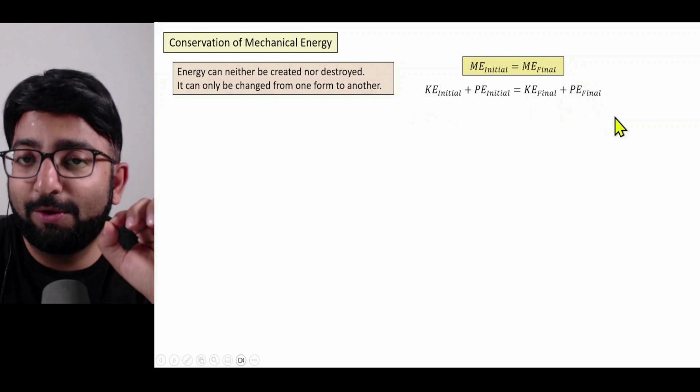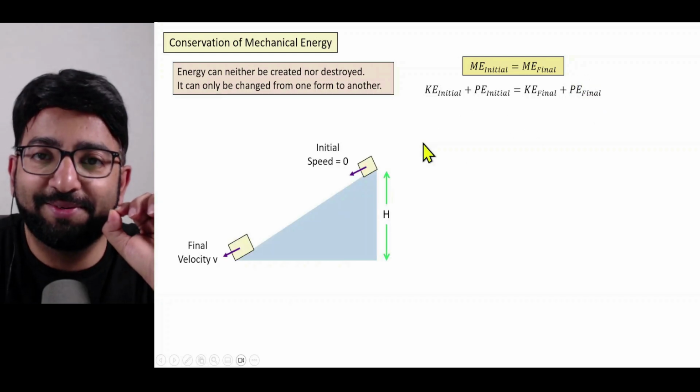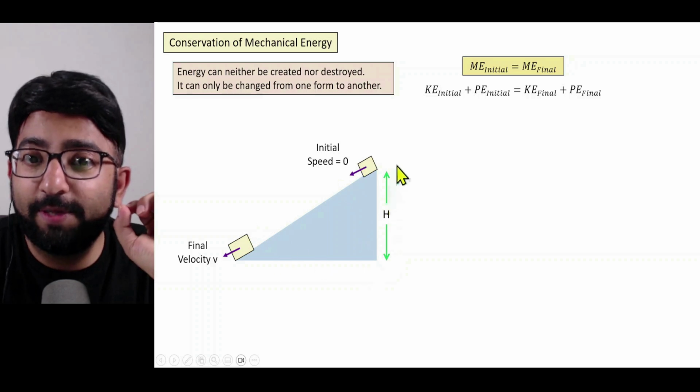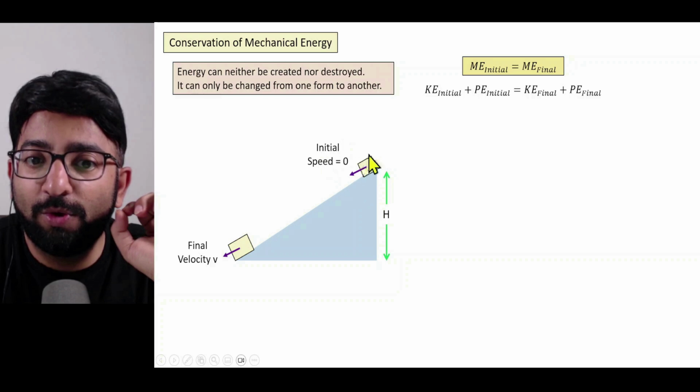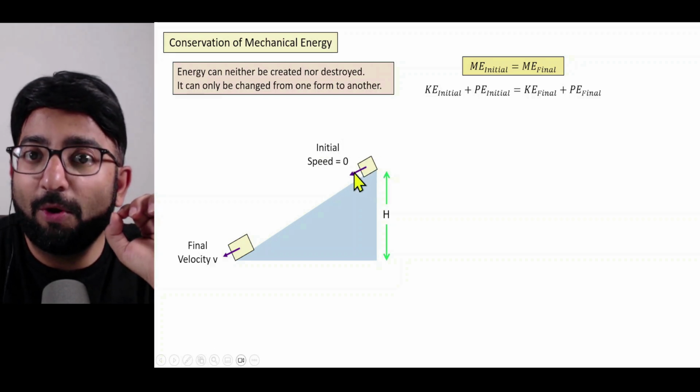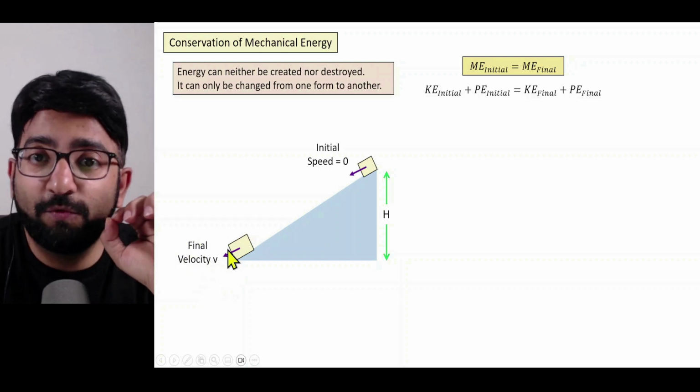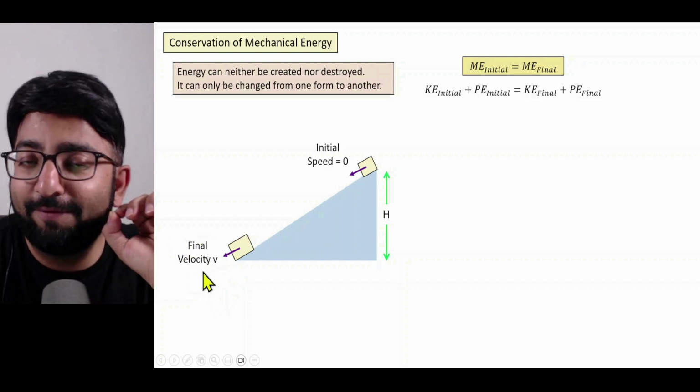So let us use this logic to solve a small question. So let's say we have a block kept on an inclined plane. The height of the inclined plane is h. Now initially the block is at speed 0. Let's say we give the block a slight push so that the block starts to slide down the inclined plane, and eventually when it reaches the bottom, it is moving with a final velocity of v. And we are supposed to find the value of this final velocity v.